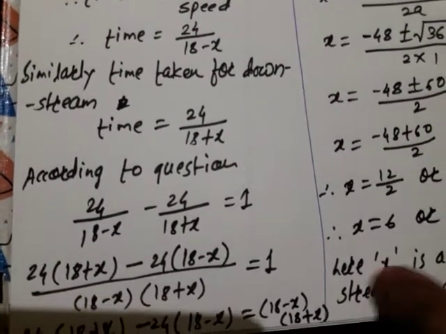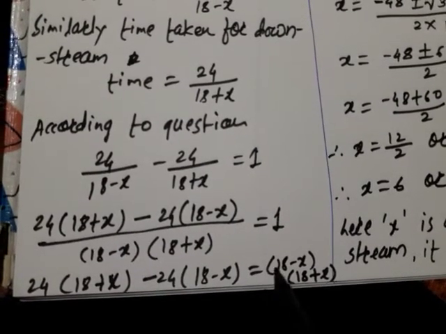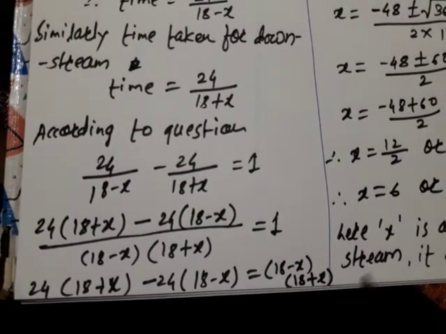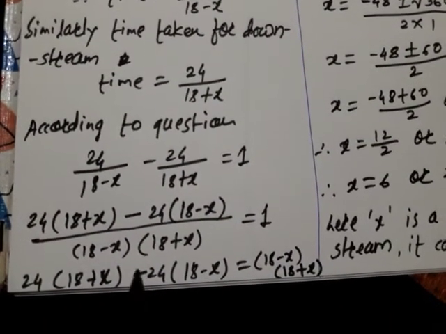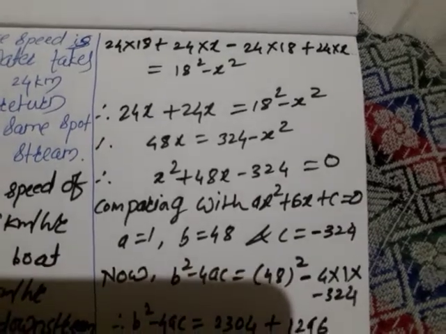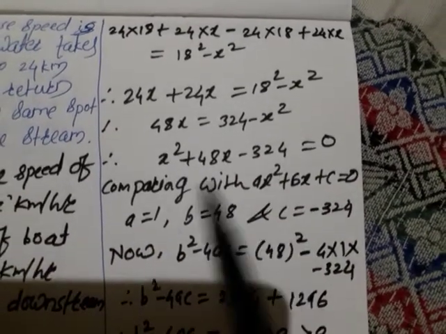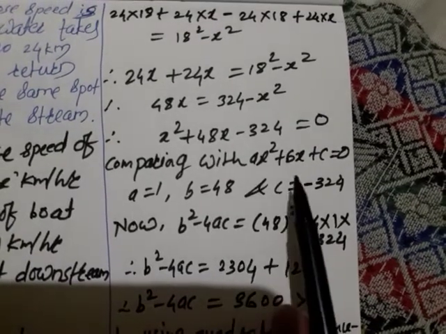And after that what we did, we have done cross multiplication. Here we have used identity a plus b and a minus b. Here I have multiplied this 24 to this bracket, this 24 to this bracket, and I got like that situation. And finally I got this quadratic equation. Then I compared with ax square plus bx plus c is equal to 0. I got a, b, c.